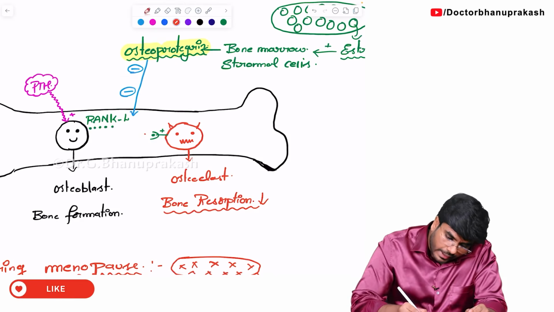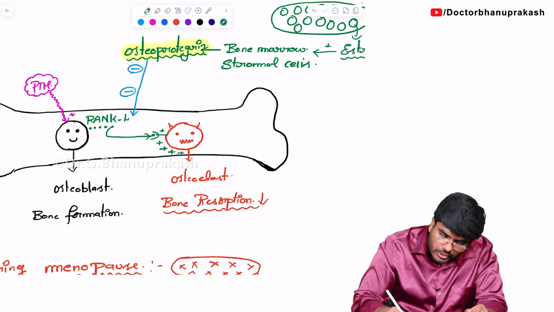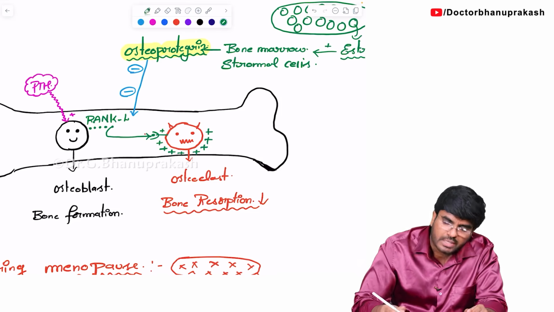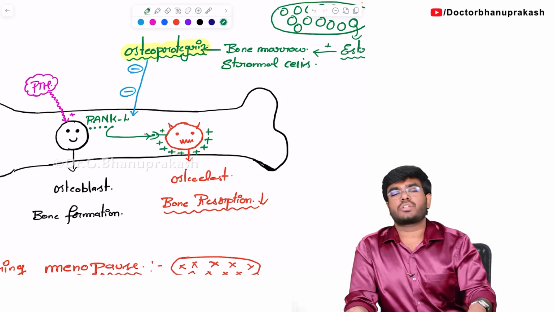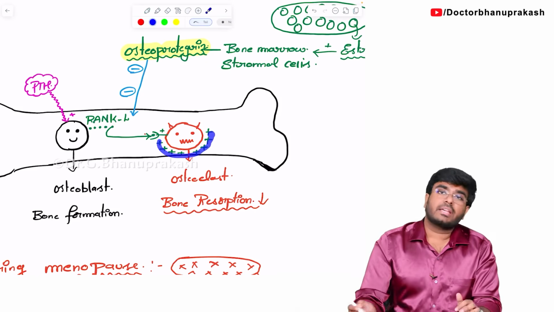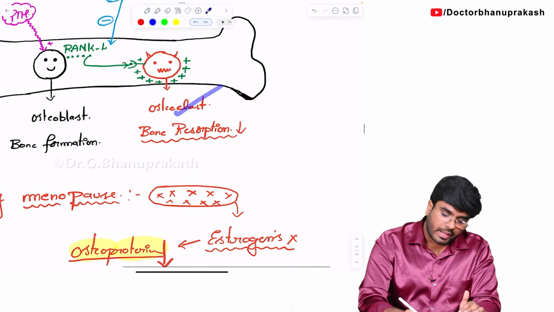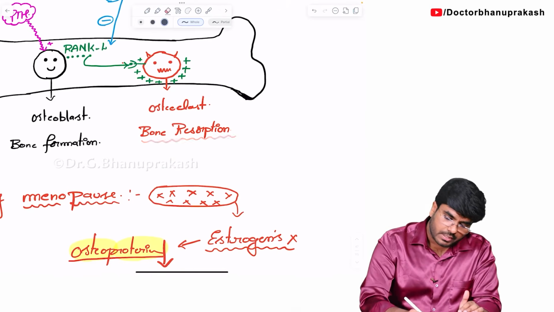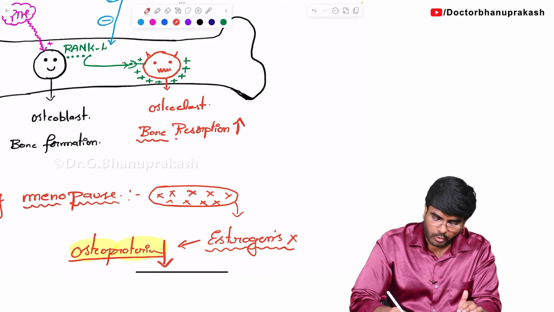Now the RANK ligand will go and activate the osteoclast more. Now there is going to be more osteoclastic activity. Previously there was an inhibition, a down regulation of the osteoclastic activity. Now there is going to be more osteoclastic activity during menopause. Whenever there is more osteoclastic activity, what will happen to the bone resorption? During menopause, the bone resorption is going to increase. There is going to be more bone resorption.